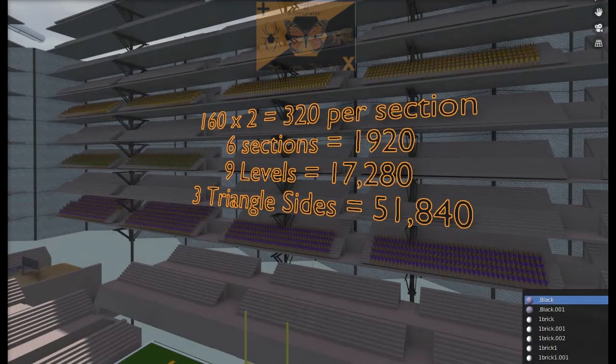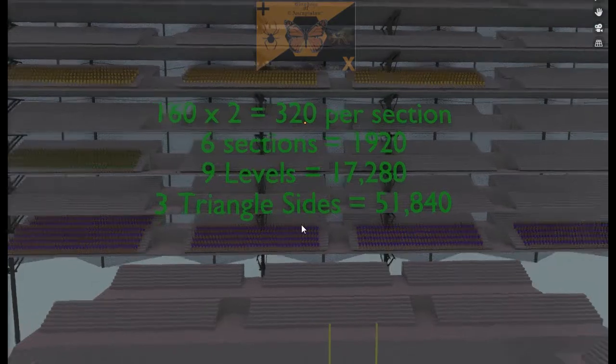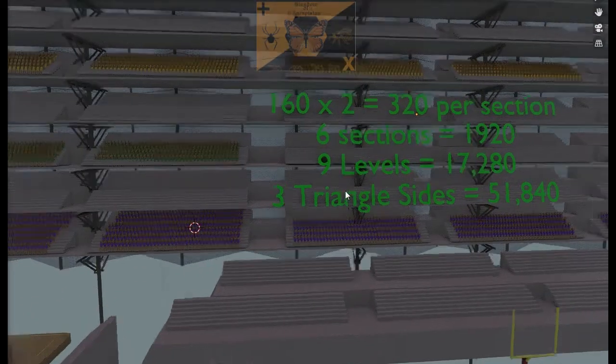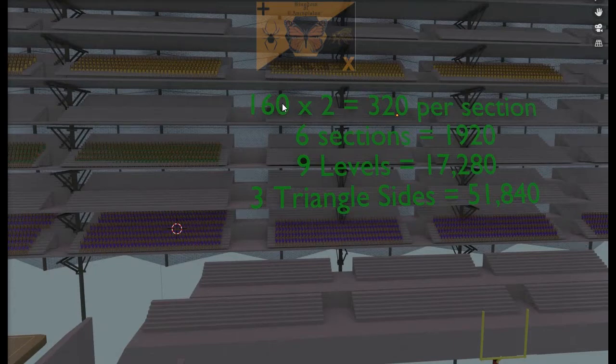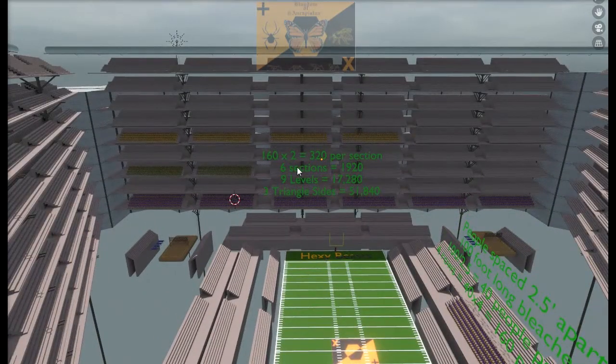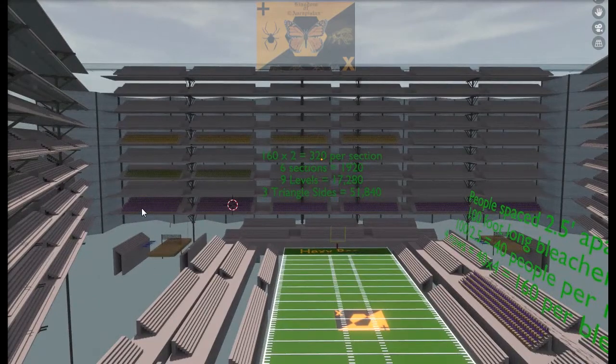So if we turn here, actually let me do... There we go. It's a little bit better, I guess. Anyway, this is 2 bleachers back. So you have 160 from the earlier calculation times 2 is 320 per section. You have 6 sections horizontally. So that's times 6 is 1920. That's how easy it is to count 2,000 people.